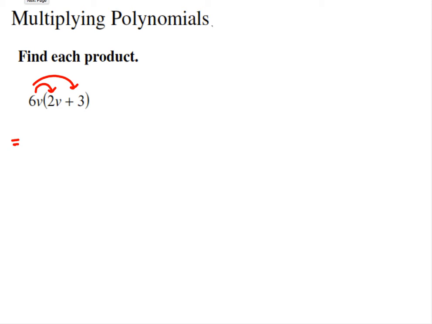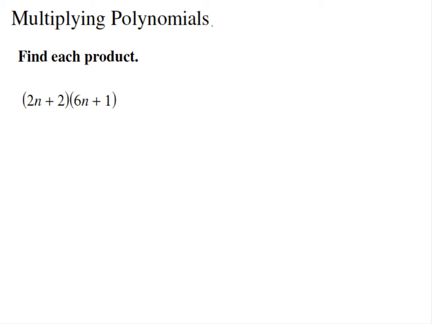So we take 6v times 2v, so 6 times 2 is 12, and then v times v gives us v squared. Now we'll distribute 6v times 3. So 6v times 3, 6 times 3 is 18, and then v. So there's our expression.